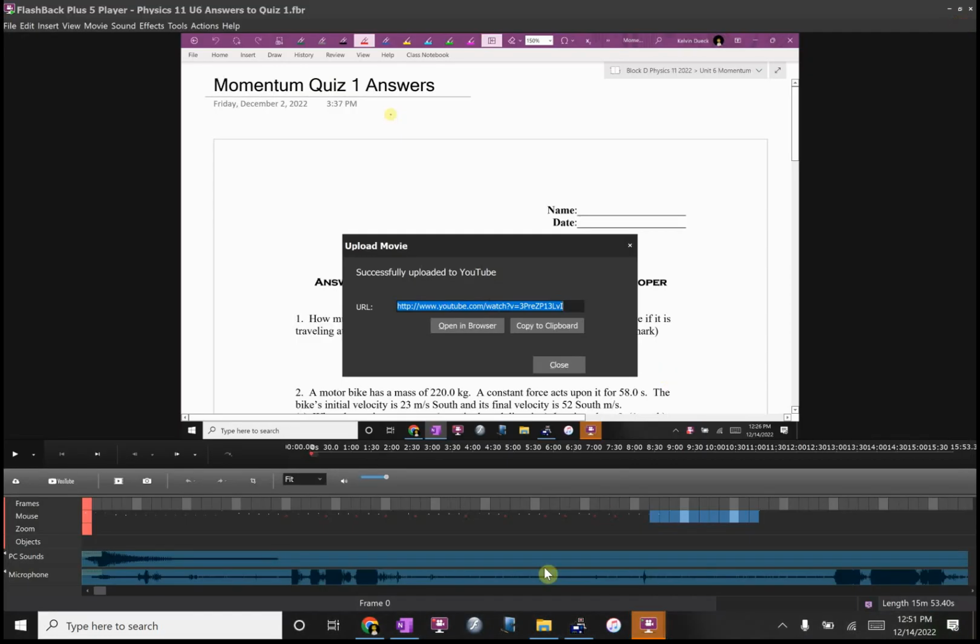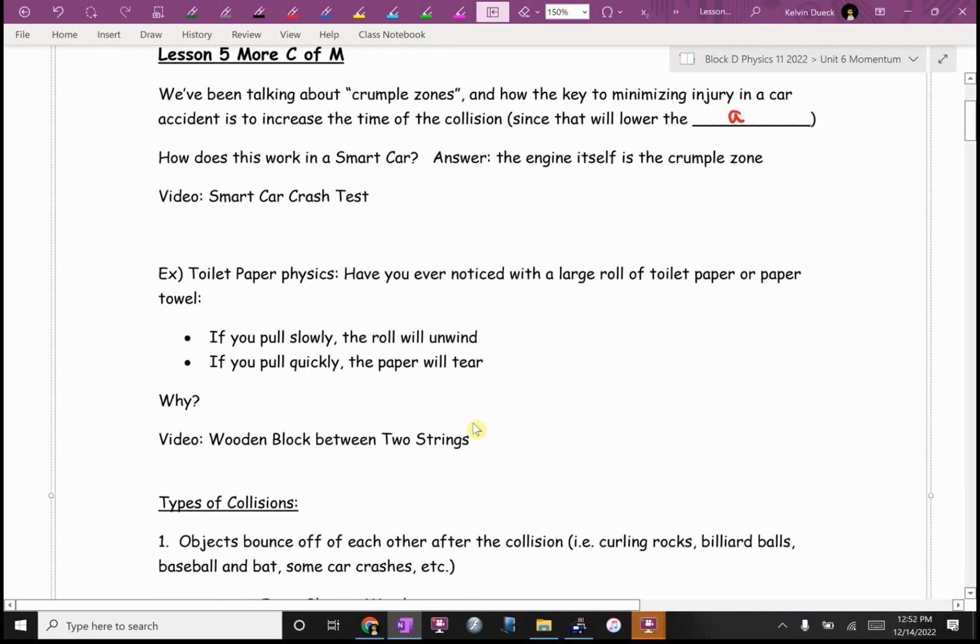Let's talk about toilet paper physics. What? You may have seen in public restrooms where they have the big roll of toilet paper, the huge ones. You may have noticed if you pull the toilet paper slowly, the roll will rotate. What happens if you pull the toilet paper quickly? How can the same thing behave differently in two different situations? How is it that when you yank quickly, the paper rips, but when you yank slowly, you're good? Shouldn't the ripping force be the same no matter what?